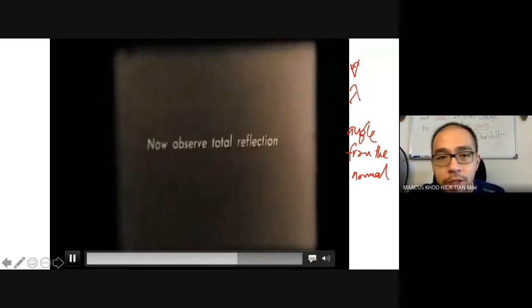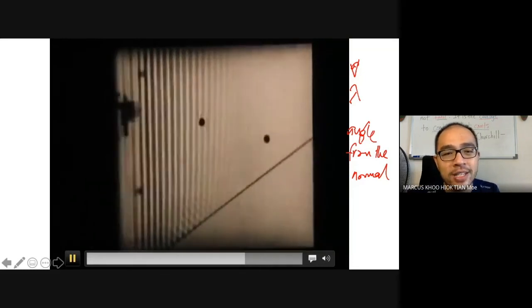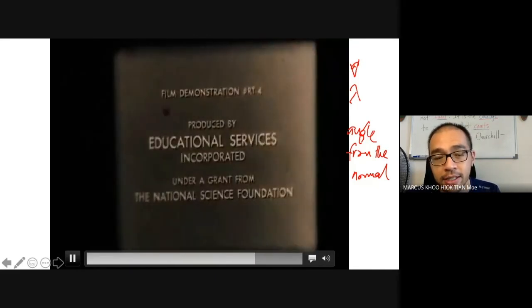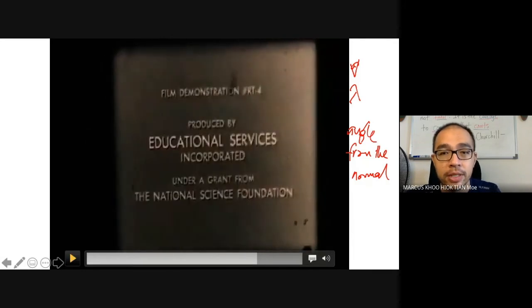Okay, this is total reflection, which is just reflection. There's no refraction happening here, only reflection. Everything is being reflected, because the thing over there is a reflector.